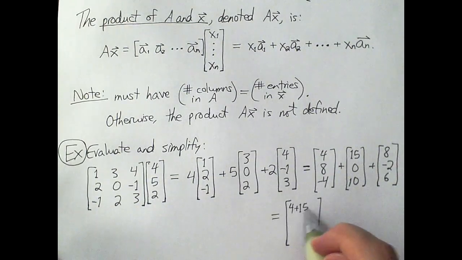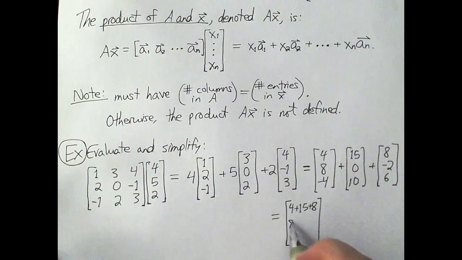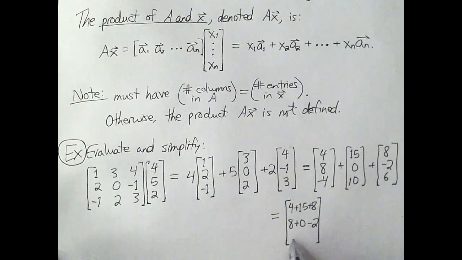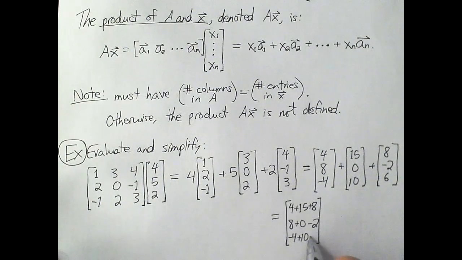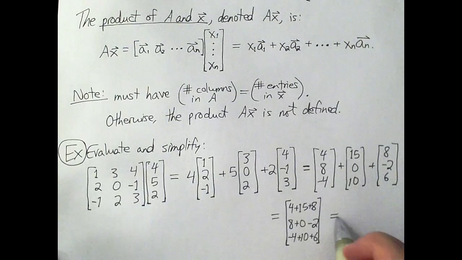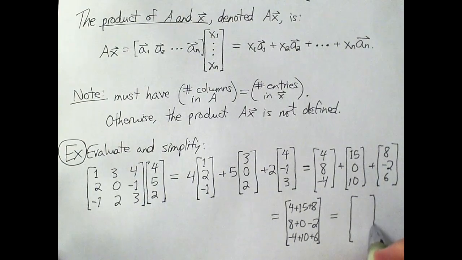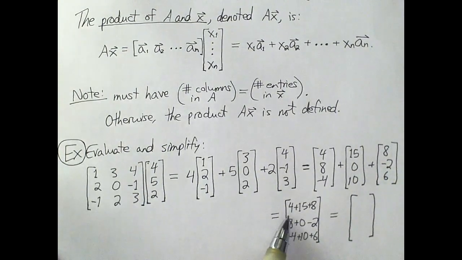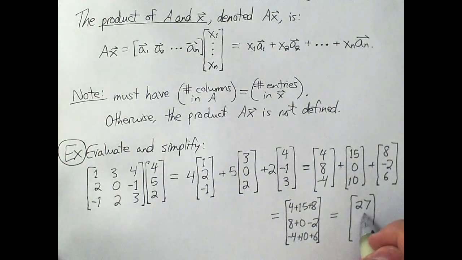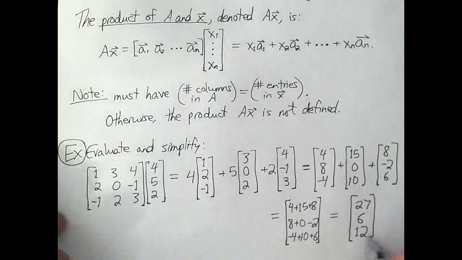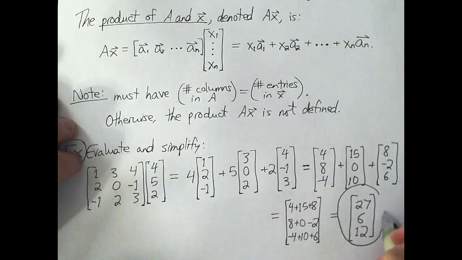4 plus 15 plus 8. This is going to be 8 plus 0 minus 2, minus 4 plus 10 plus 6. We're kind of squishing these numbers in here. So let's write the final answer over here. The final answer is going to be where I evaluate those. 4 plus 15 plus 8 gets me 27. 8 plus 0 minus 2 gets me 6. Minus 4 plus 10 plus 6 is 12. And that is going to be the final answer.